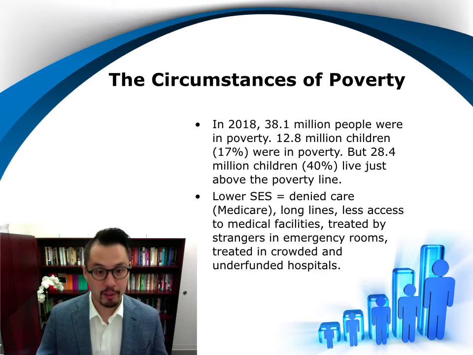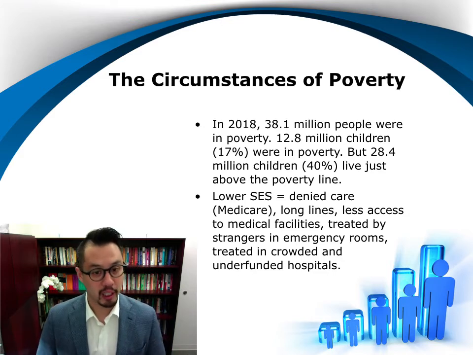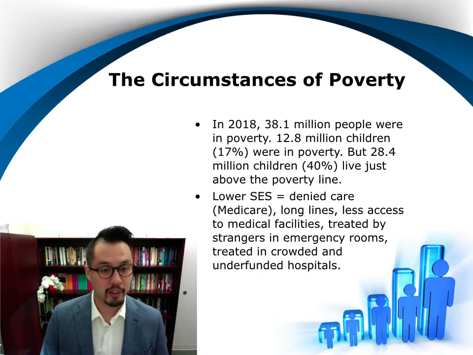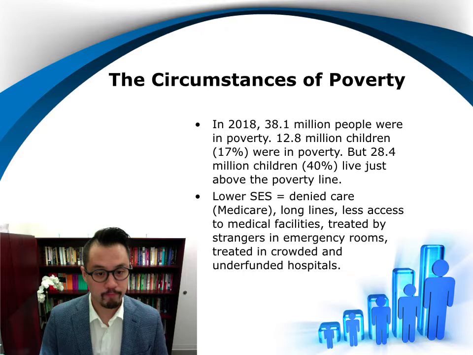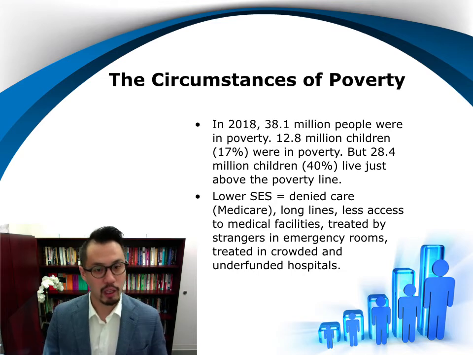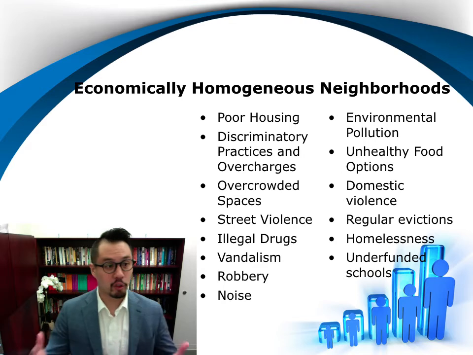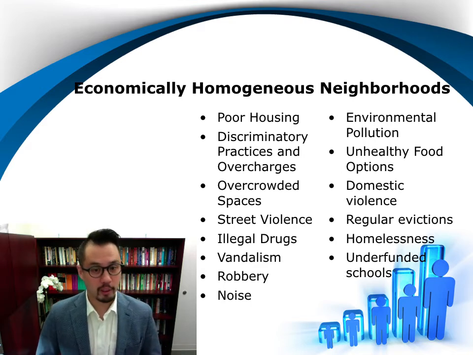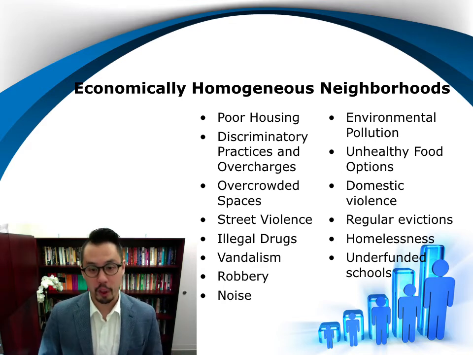But this is a little deceptive because about 28.4 million children, which is 40% of the children, live just above the poverty line in the United States. So it is important to look at how poverty creates a chain of causes that leads to people developing bad outcomes later on. One of the most important factors to consider when talking about poverty is the effect of neighborhoods.